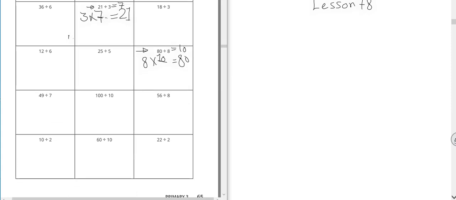Okay, another problem. 49 divided by 7 equals what? From the timetable, 7 times what equals 49? 7 times 7. So 49 divided by 7 equals 7. This problem, 22 divided by 2. From the timetable, 2 times what equals 22? 2 times 11 equals 22. So 22 divided by 2 equals 11.